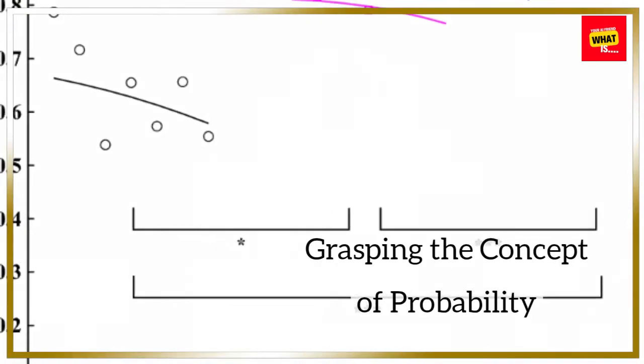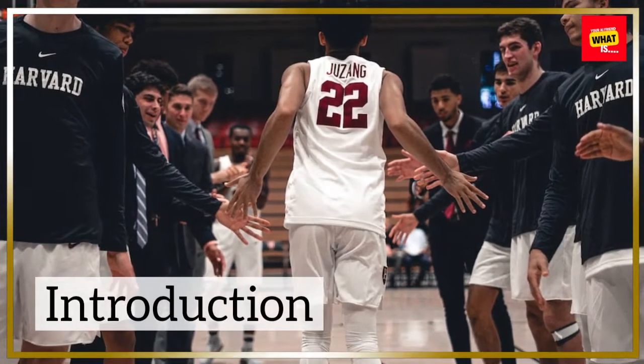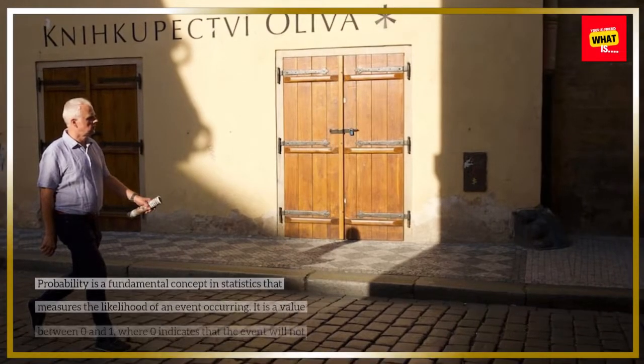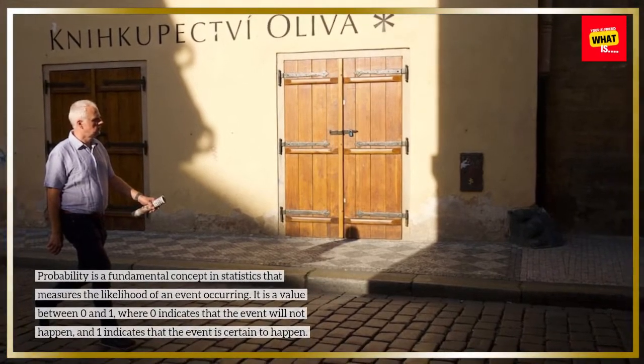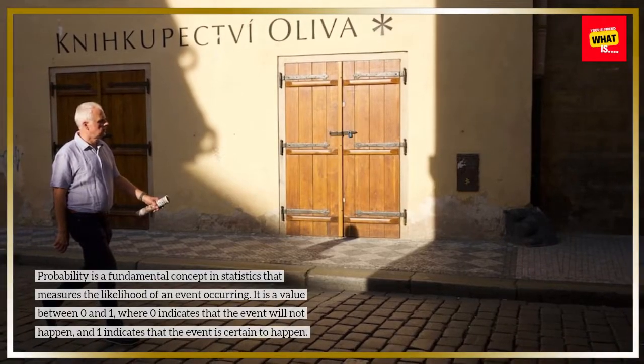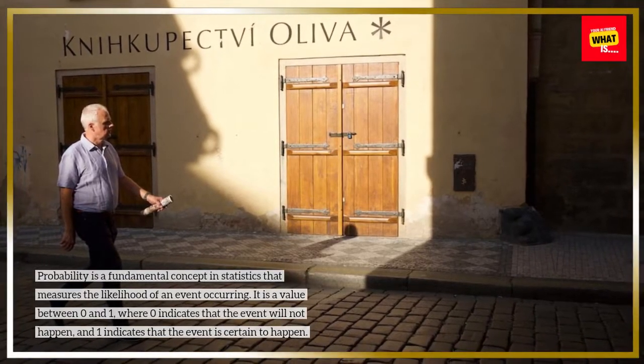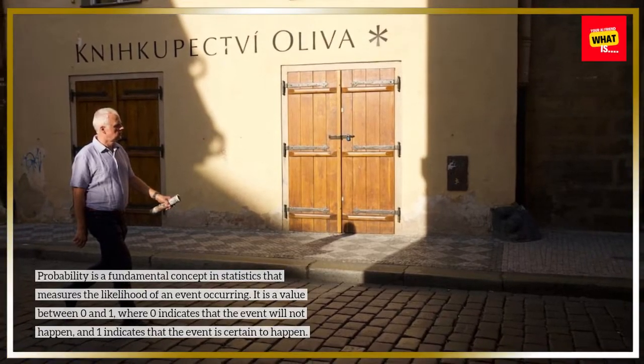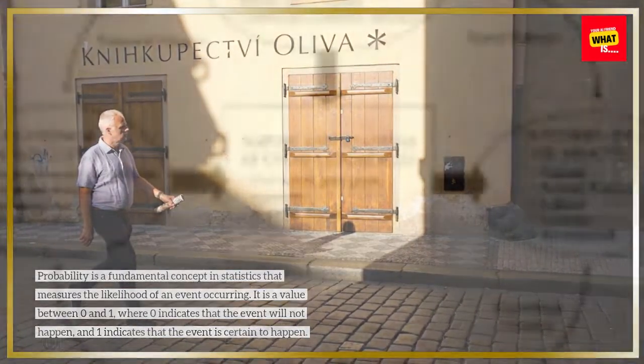Grasping the concept of probability. Introduction. Probability is a fundamental concept in statistics that measures the likelihood of an event occurring. It is a value between 0 and 1, where 0 indicates that the event will not happen, and 1 indicates that the event is certain to happen.